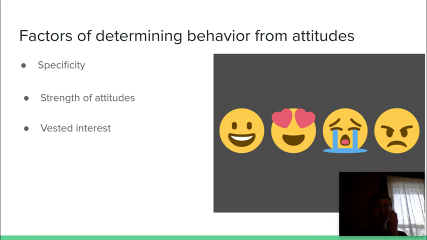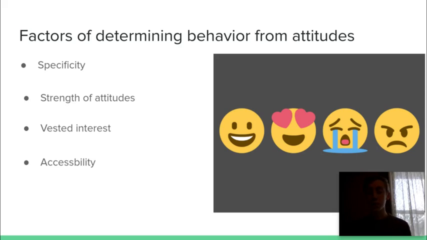Republicans. Next one is vested interest. Vested interest is basically that people who invest or participate in the outcome of the behavior are likely to act on the attitude. So what that means is if you put time and effort in and you really want the goal of a certain thing, you're more likely to behave a certain way to help support it and bring it to pass or come true. The last one is accessibility.